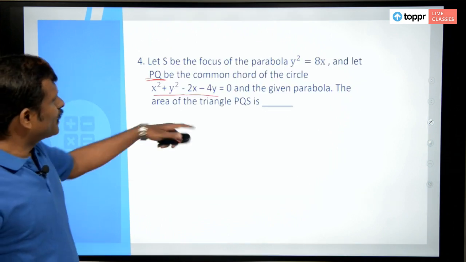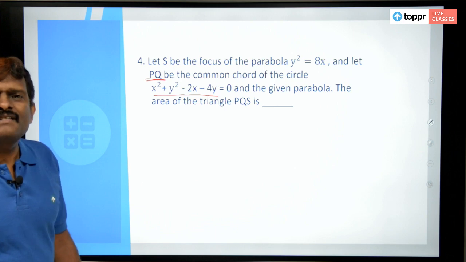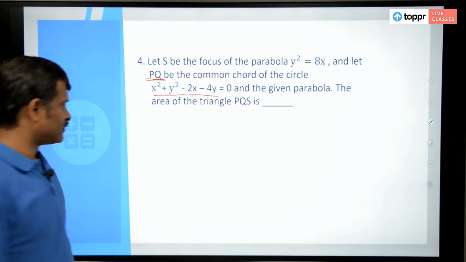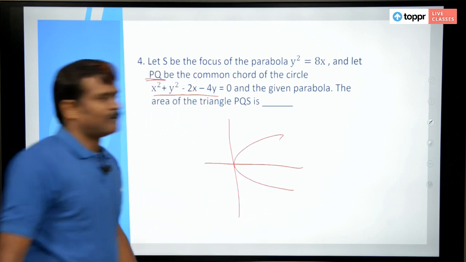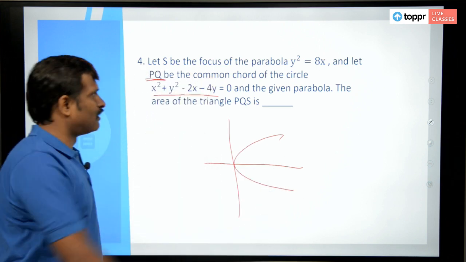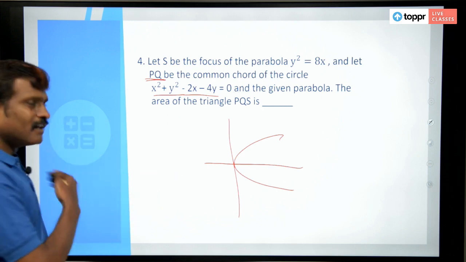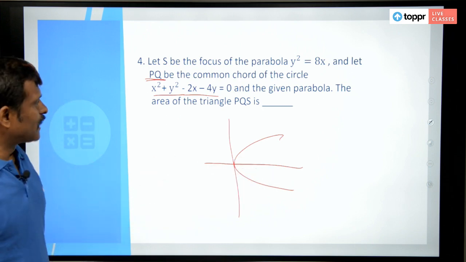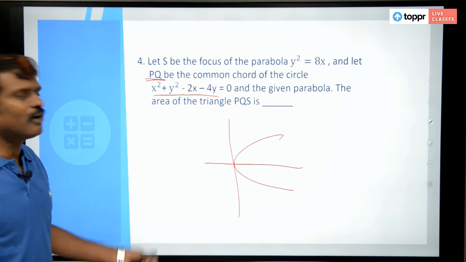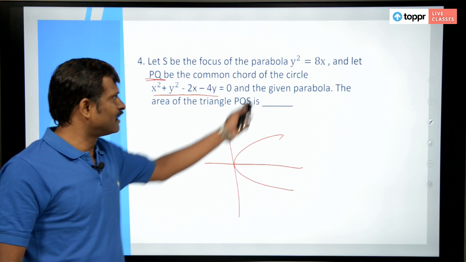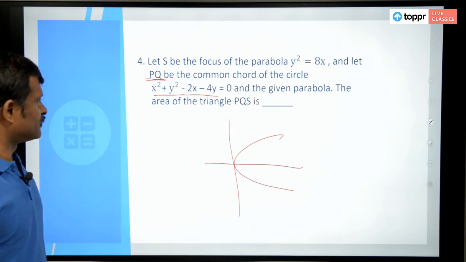If you look at this, the parabola y square is equal to 8x is definitely passing through the origin. The parabola is like this. Because there is no plus c or something, the vertex might have moved up or down or right or left, and then it might not have passed through the origin. But here, y square is equal to 8x is definitely passing through the origin.